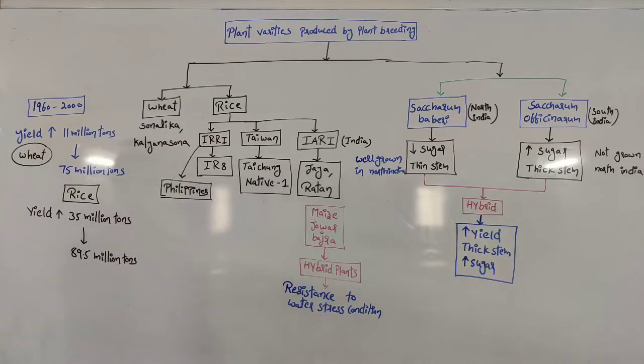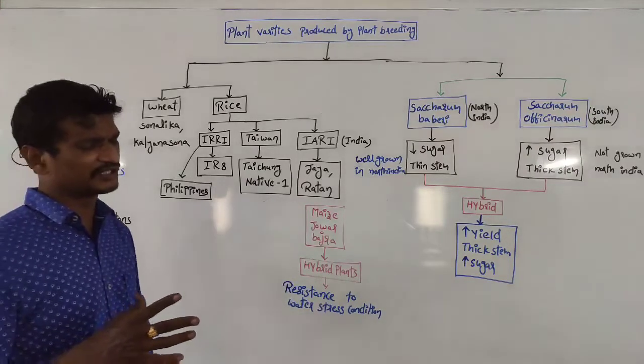Coming to the next one, rice production. Here also the same thing. Here 35 million tons were there before 1960. After that, 89.5 million tons. Yield is increased. So that is the overall production of rice and wheat.